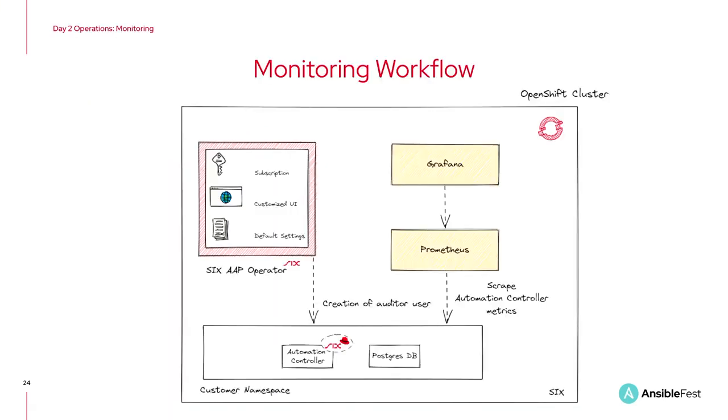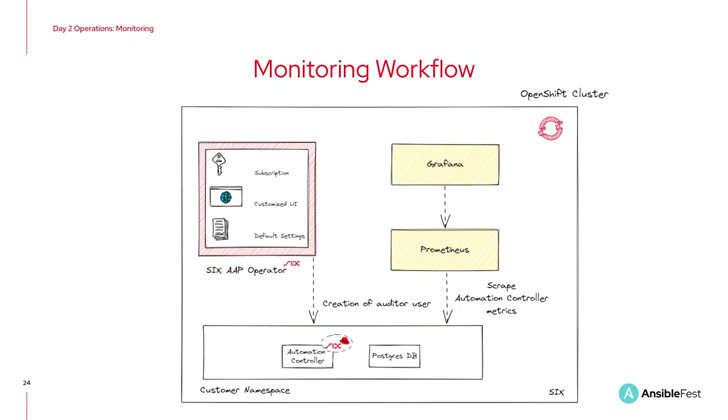So let's continue with the monitoring workflow. I talked about some default settings. In our case, we want to make sure we are creating, in our case, this is our 6 operator, and we are actually creating an auditor user. An auditor user is basically a read-only user because we don't want to use something else.